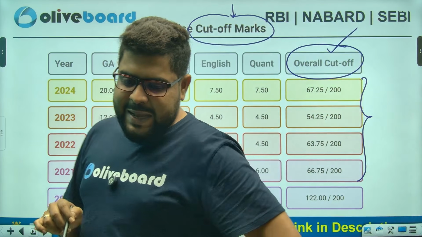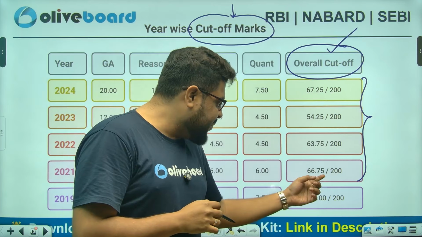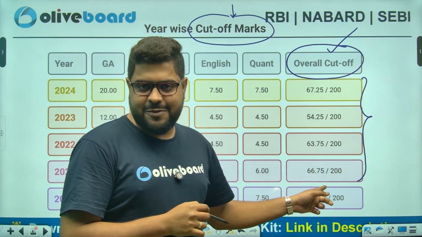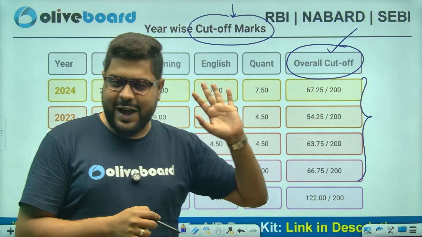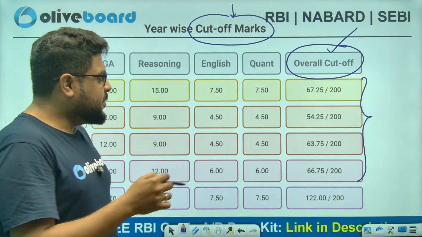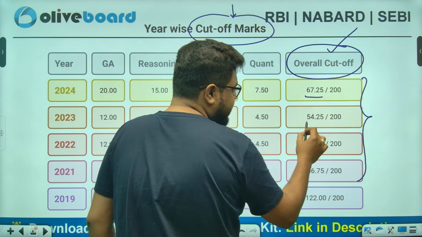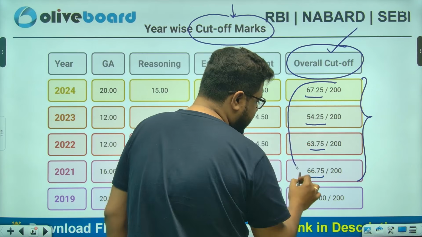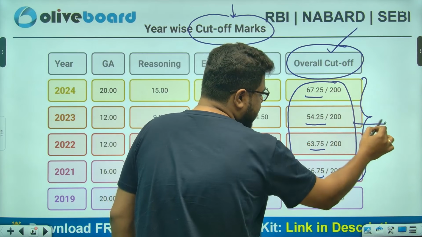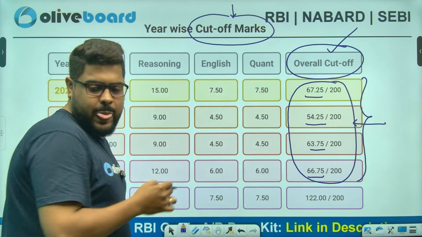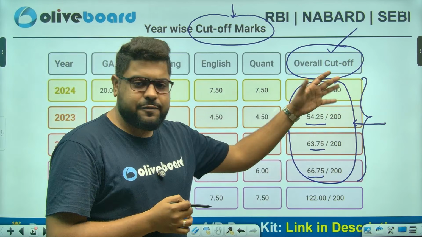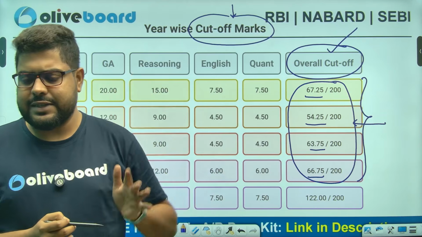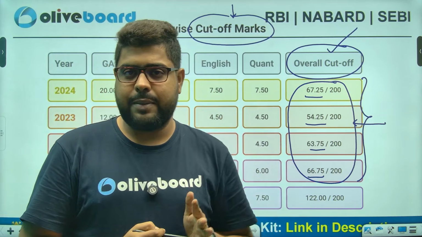You see, suddenly from 122, the cutoff was almost exactly half. So this was 67, 54, 63, 66. You can expect the cutoff to be in this range only, around the 65 to 70 mark, out of 200 I'm talking about.